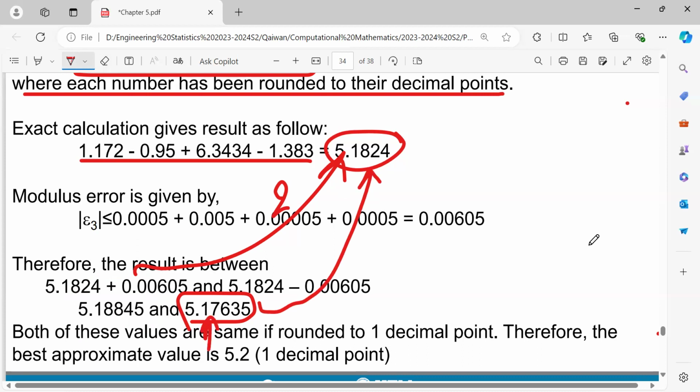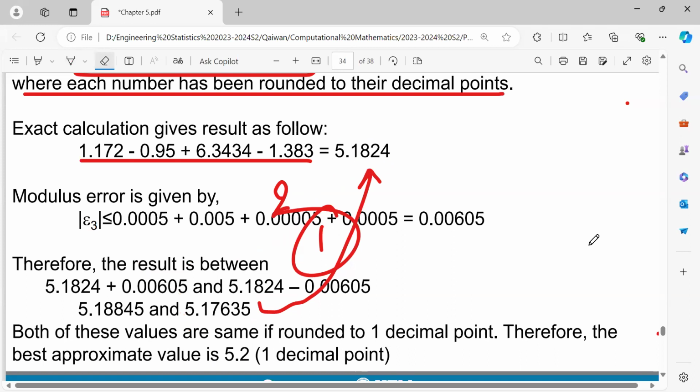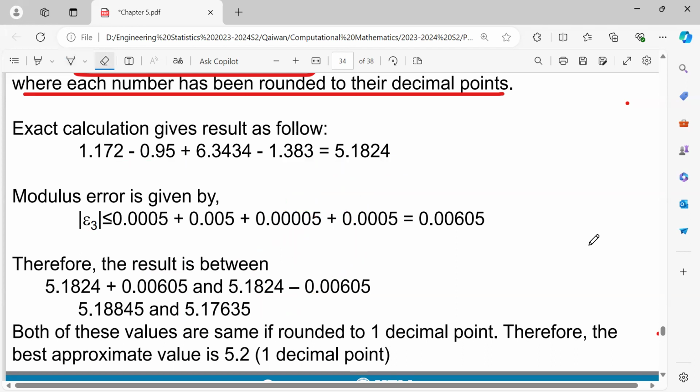Only 1. You only have one similar decimal point. The next decimal point is 8 and here is 7. So it's different. We have one. How many in total do we have? So we have only one. We have only one similar decimal point between the exact value and the values that you get from adding and subtracting the modulus error to the exact value.